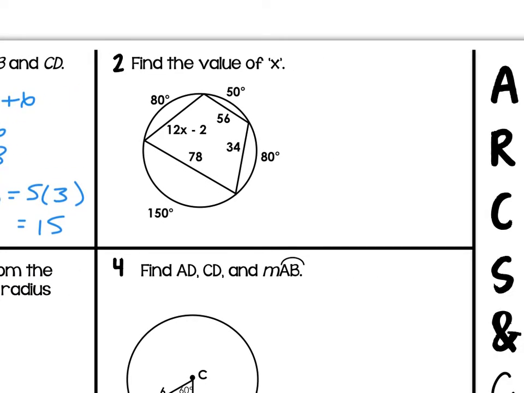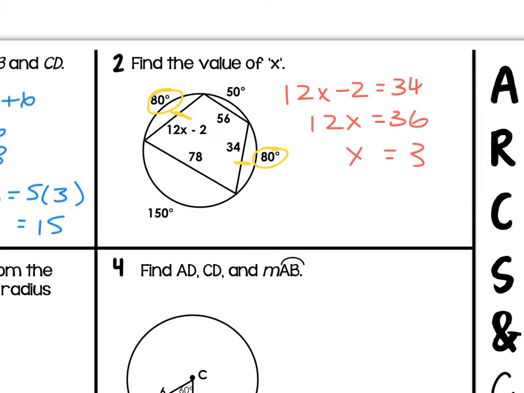Looking at the next one, I notice I have 2 arcs that are congruent. So that means their chords are congruent. So 12x minus 2 equals 34. Notice there are a whole bunch of numbers. I didn't use all of them in this problem. So sometimes they have those, and that's called a distractor. It doesn't mean you're going to use every single number. So x equals 3.